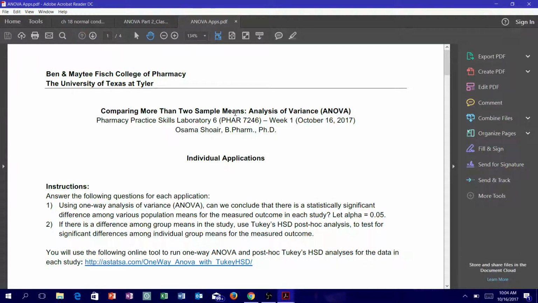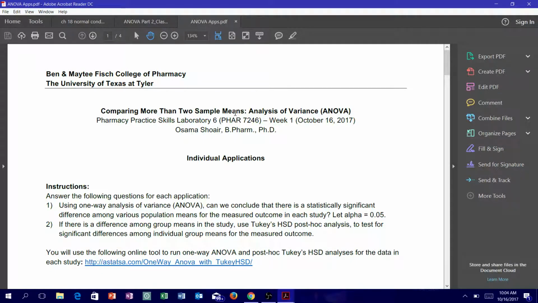So what do I want you to report in each example? After you run it using the online tool, you're going to report the p-value, and please put a square or rectangle around it, so I can see it clearly. The second thing you're going to report is statistically significant or not significant. Or say there is a difference between the means, or there is no difference. Actually, I would prefer the latter.